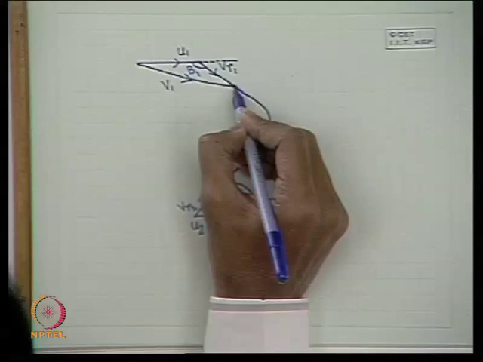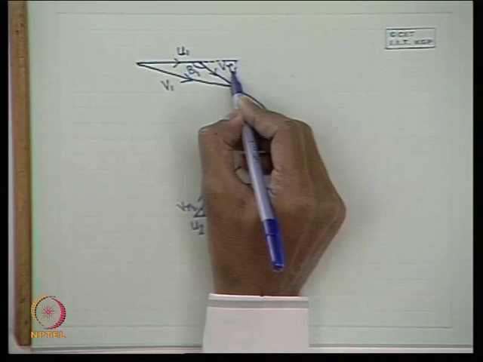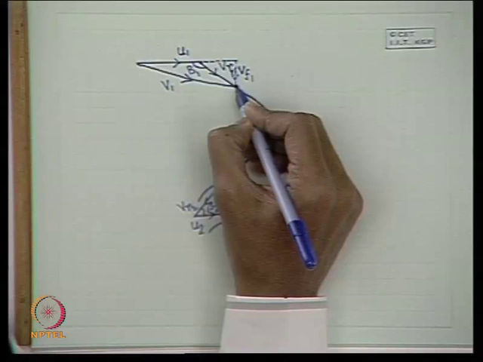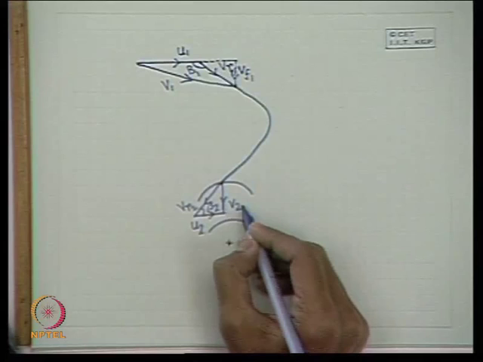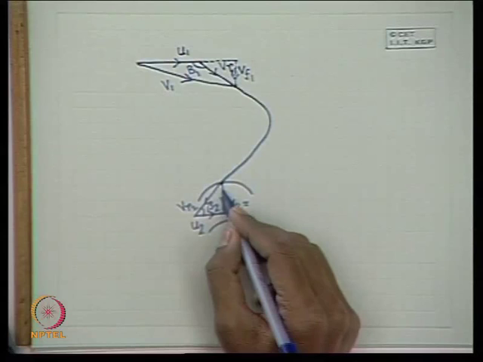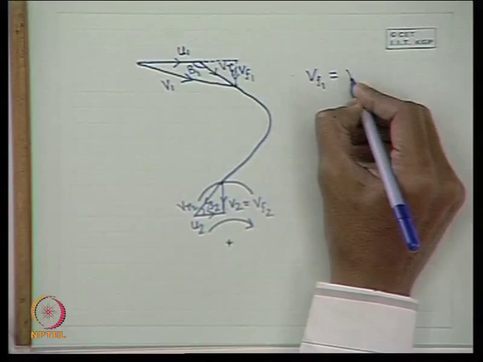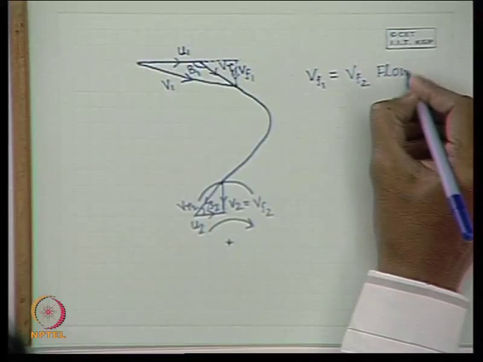Now, if you look into this diagram, let this be VR1. So this is your VF1, as we know, that is the flow velocity. That means this is the velocity in the direction perpendicular to the tangential direction. That means it is the radial direction. Similarly, here the flow velocity itself is the absolute velocity because there is no tangential component of the flow at the outlet. So, V2 is equal to VF2. Now, one of the main design constraints of the flow is VF1 is equal to VF2, which is the flow velocity.